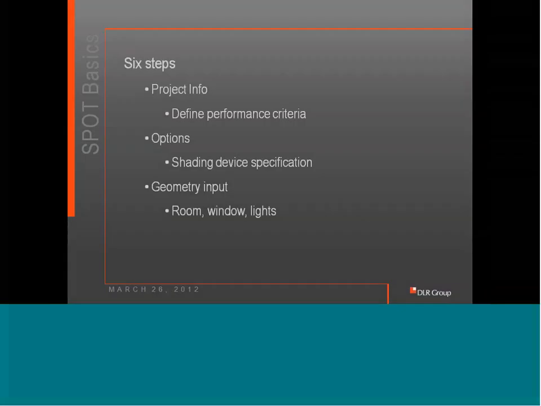So we'll look at SPOT. Basics of SPOT. So there are 6 steps in SPOT, and I will probably go through those 6 steps if we have time today. I think we do, and show how the program functions. But in general, the first step is to define your performance criteria and define just the project folders and general project information. So that's pretty easy to do.